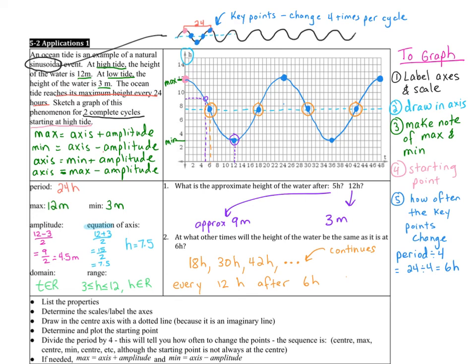So everything we've talked about is written down in the information below. And that is how you interpret a word problem and graph it and answer questions and list the key properties here.